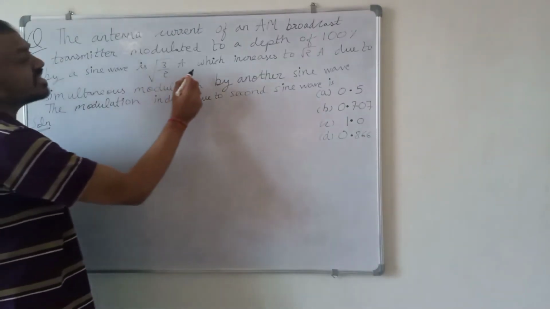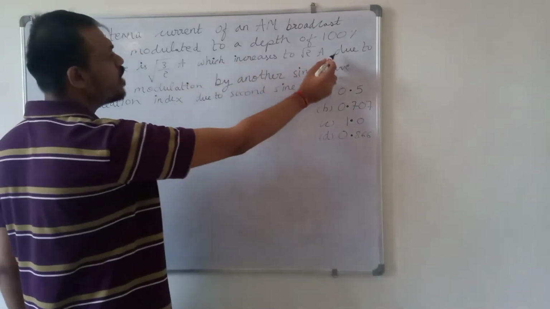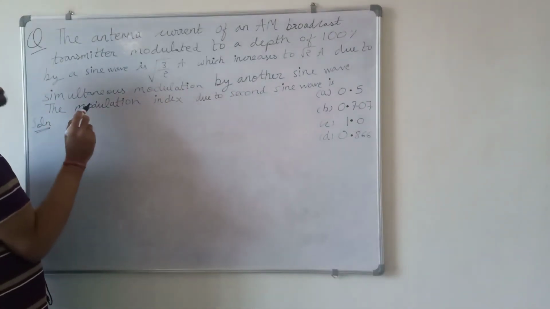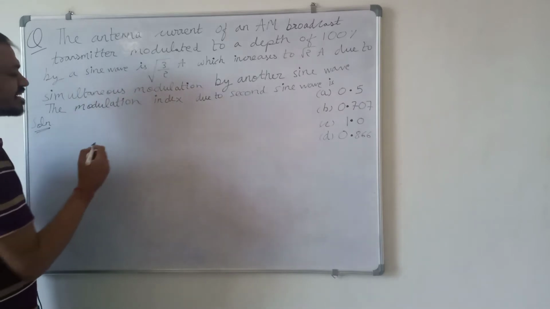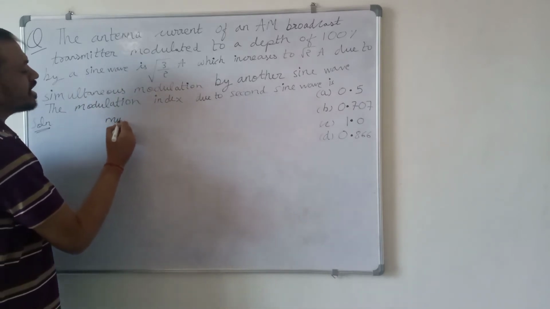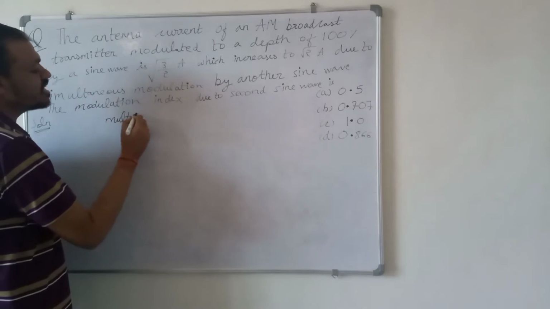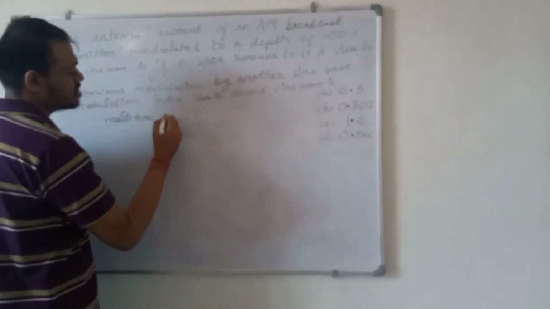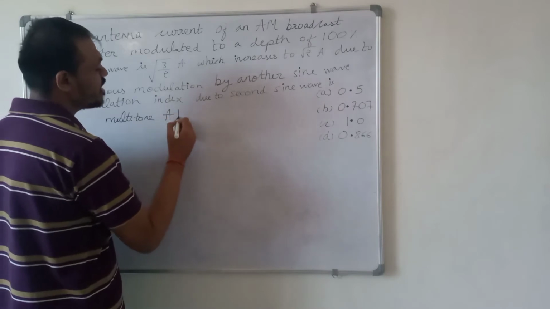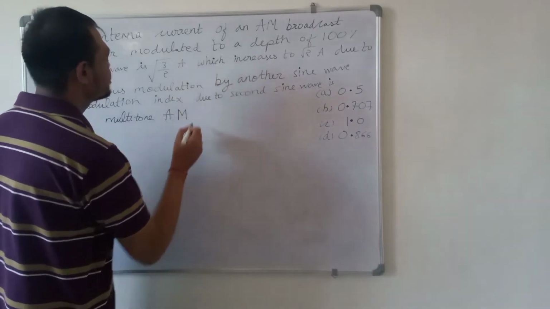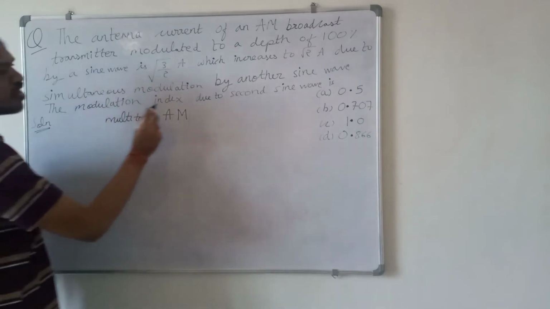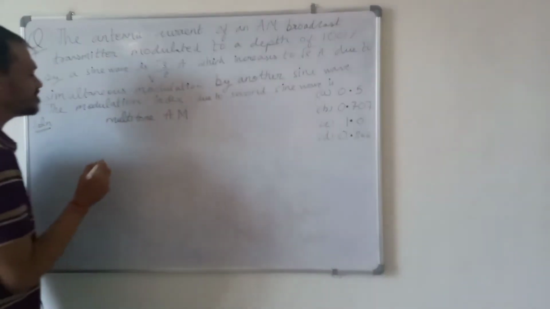Now it says that it increases to root 2 ampere due to simultaneous modulation by another sine wave. So it is a case of multi-tone AM modulation, because there is simultaneous modulation by two sine waves. So we have to find the modulation index due to the second sine wave.